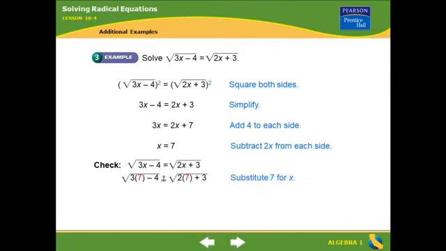So check that in the original equation. I will substitute the value of x, which is 7. So I will have the square root of 3 times 7 minus 4 must be equal to the square root of 2 times 7 plus 3. Simplifying the radicand, I will have 3 times 7 minus 4, that is 17, so square root of 17, equals 2 times 7 plus 3, that is also square root of 17. Since both are equal, therefore 7 is a solution to this radical equation. So the solution is 7.